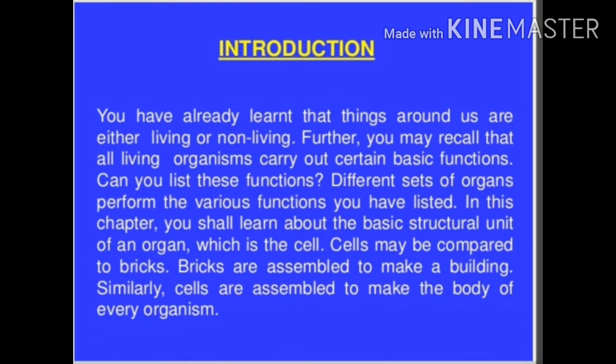Now, in this chapter, we will learn about the basic structural unit of an organ. And the structural unit of an organ is the cell. Cell may be compared to bricks. Bricks are assembled to make a building. Similarly, cells are assembled to make the body of every organism. Living organism's basic unit is the cell.